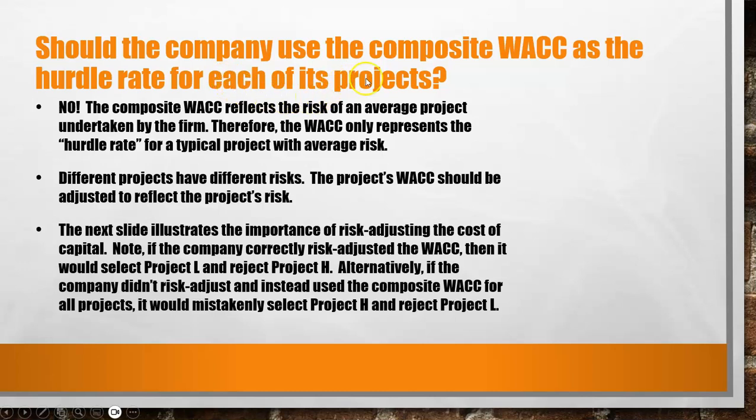Should the company use the composite weighted average cost of capital as the hurdle for each of those projects? No. The composite weighted average cost of capital reflects the risk of an average project undertaken by the firm. The weighted average cost of capital only represents the hurdle rate for a typical project with average risk. So what does that mean? We can borrow money on average around 11-12%. So if we're going to take on a new project, we need to make at least 12%. That way, the cost of our capital is covered.